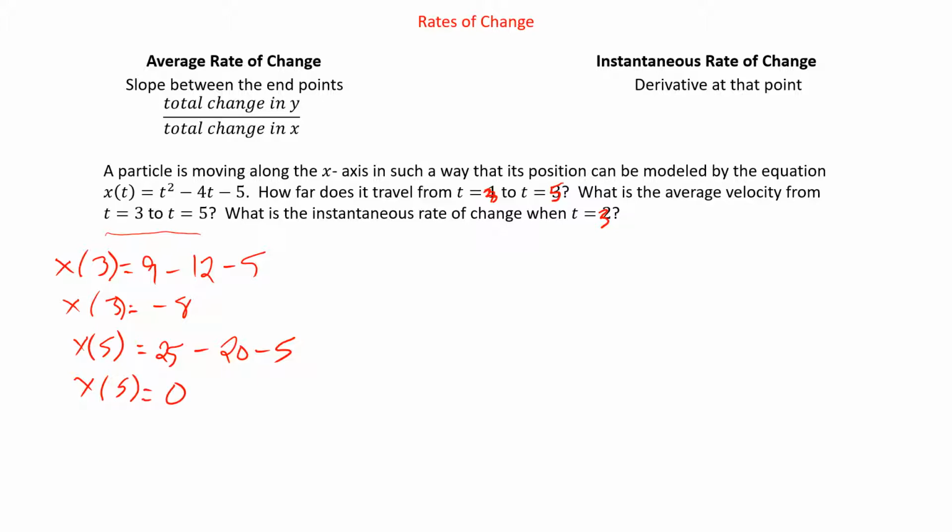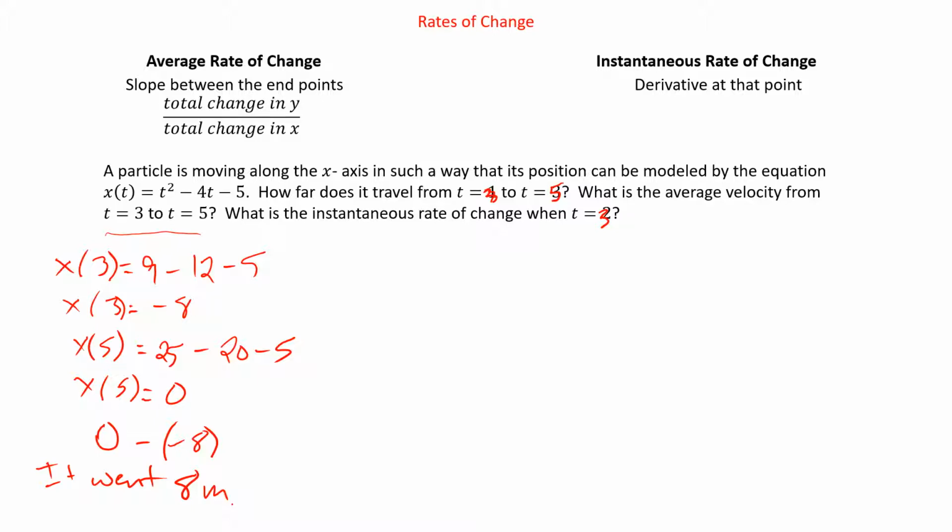So how far did it travel? Well, 0 minus negative 8. It went 8. Do I have units? Meters. We'll say meters. It went 8 meters from time equals 3 to time equals 5.